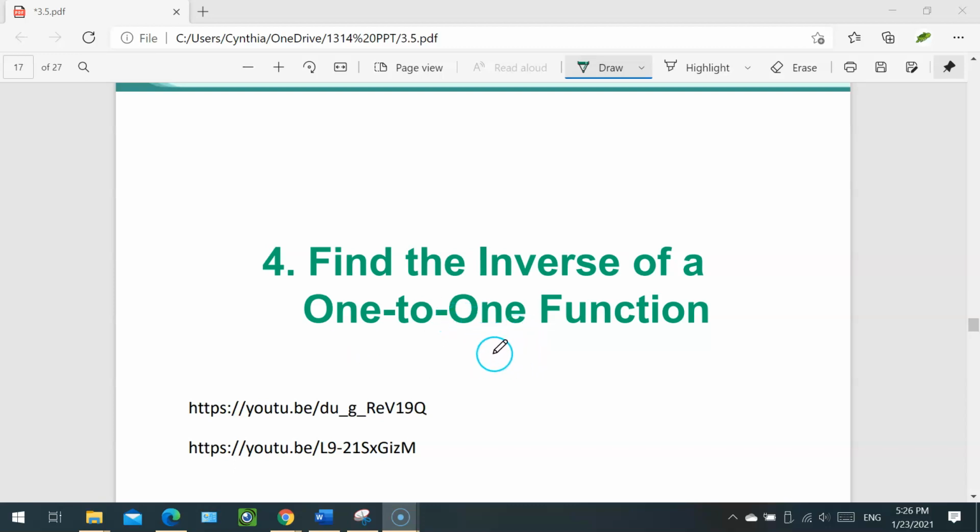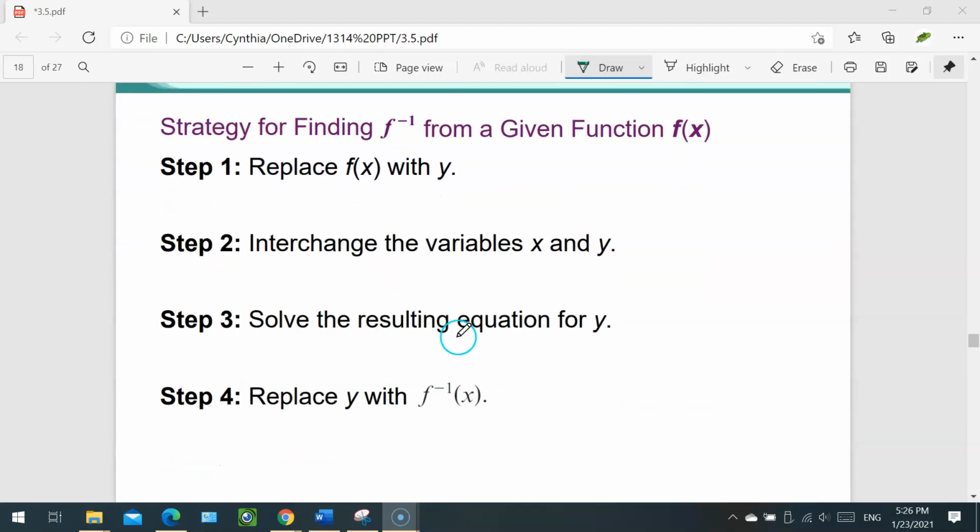Find the inverse of a one-to-one function. So the strategy for finding the inverse from a given function f of x: the first step is to replace the function f of x with y. Step 2, interchange x and y. Step 3, you solve the result for y. And the last step would be replace the y with f inverse of x.